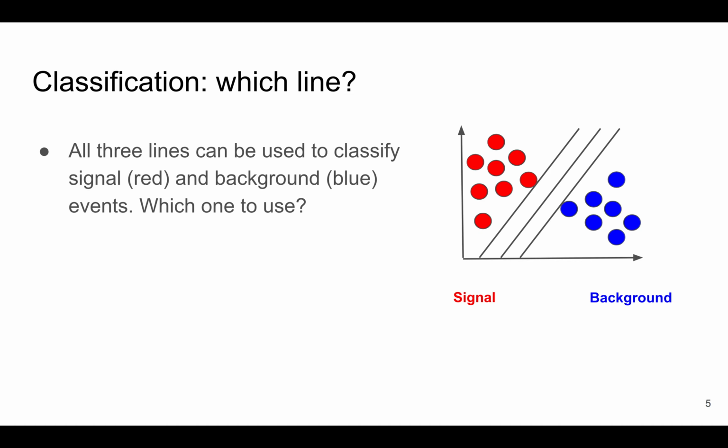We'll start by looking at a simple case. Suppose the signal events, the red dots, and the background events, which are the blue dots, have a 2D distribution like the plot on the slide. Surely they can be separated by a line. In fact, all three lines on the plot can be used to classify the red signal dots and the blue background dots. So which one should we use?